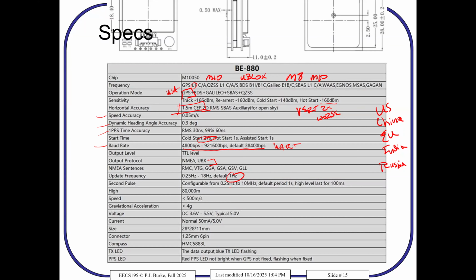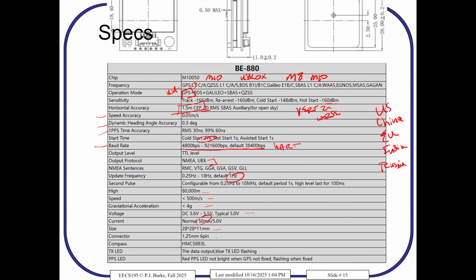Now, there's firmware on there. We're not going to mess around with it. We're just going to use the stock firmware, but it is possible to tell it through the UART interface to change your update rate. But typically it's 1 hertz. So you get your GPS location once a second. The max height, the speed, the max gravitational acceleration, the voltage, it takes 50 milliamps of current.